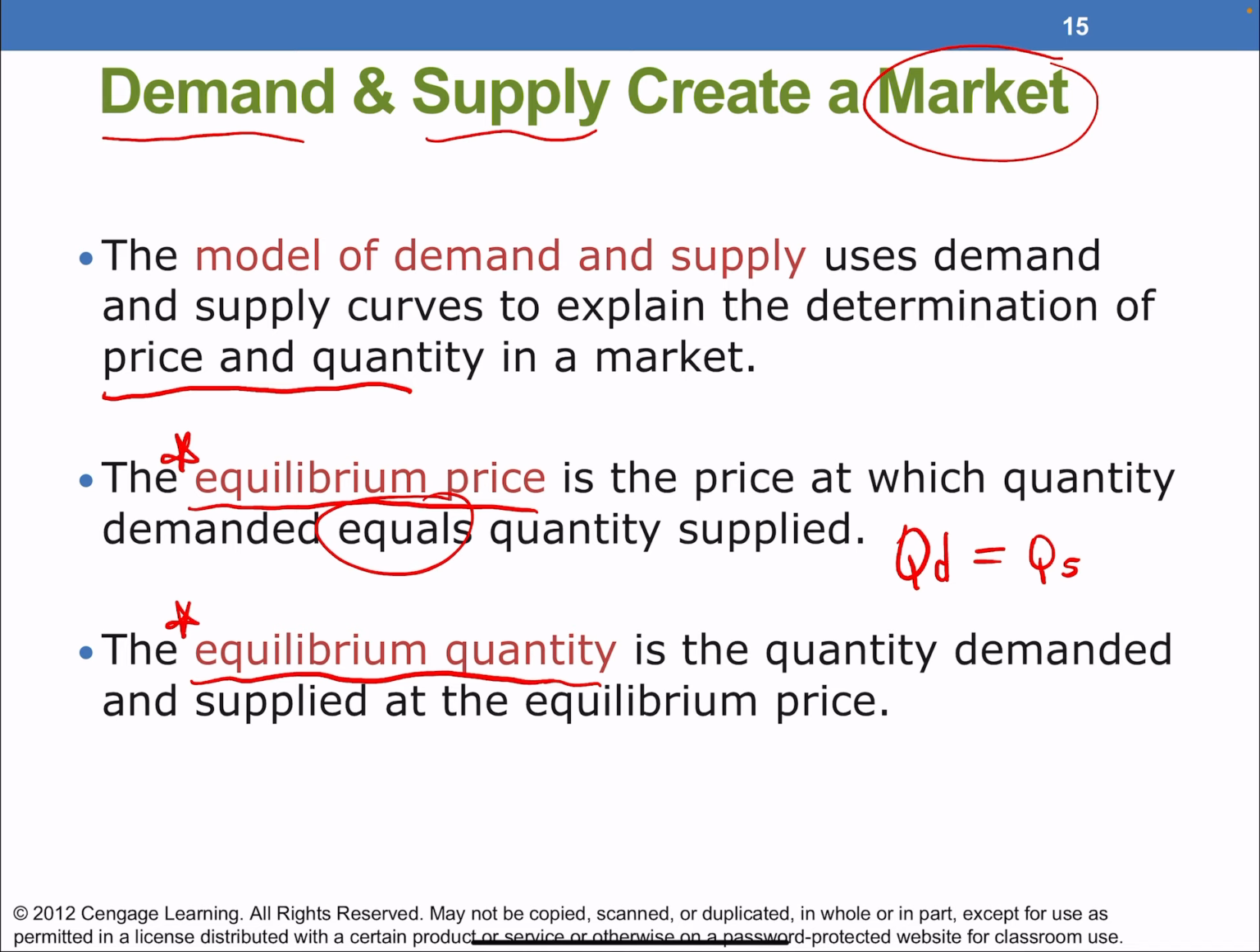And then the equilibrium quantity is simply that quantity at the equilibrium price. So wherever they're equal, that's it. X marks the spot, okay? It's really not too hard as long as you understand the basics of a graph.